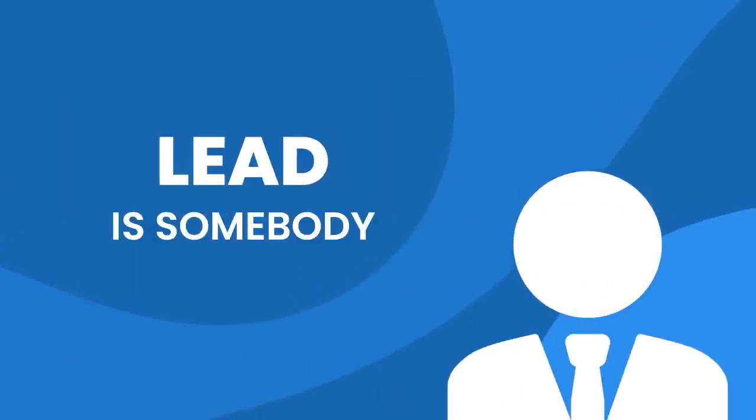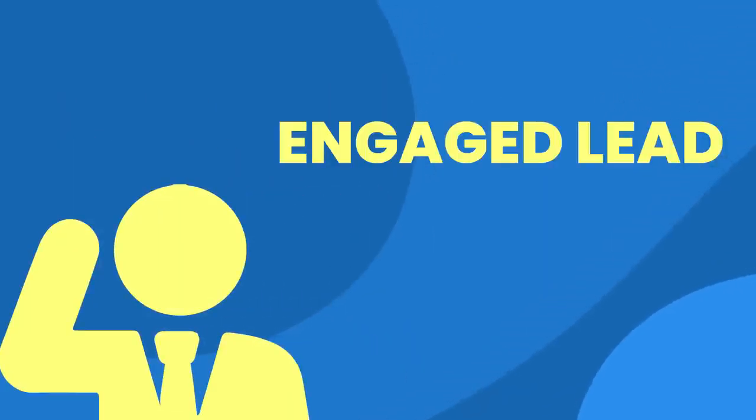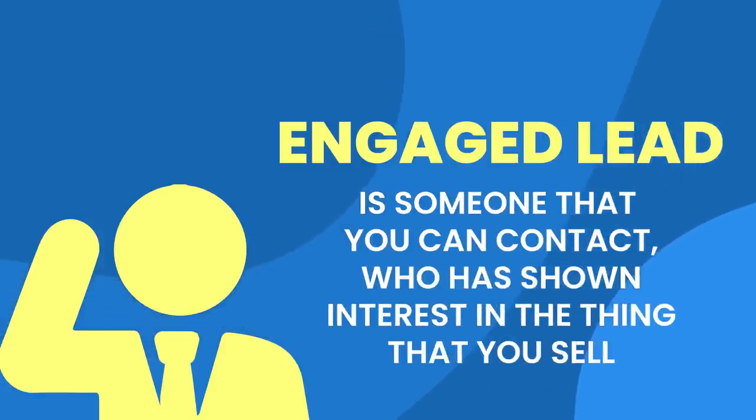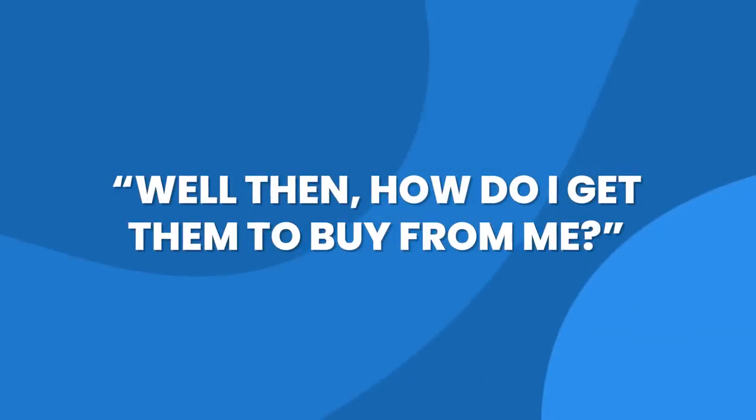A lead is somebody that you can contact. An engaged lead is someone who you can contact, comma, who has shown interest in the thing that you sell. If she says, I haven't been able to keep up with my workouts, etc., now they have shown interest in the thing. Well, then how do I get them to buy from it?